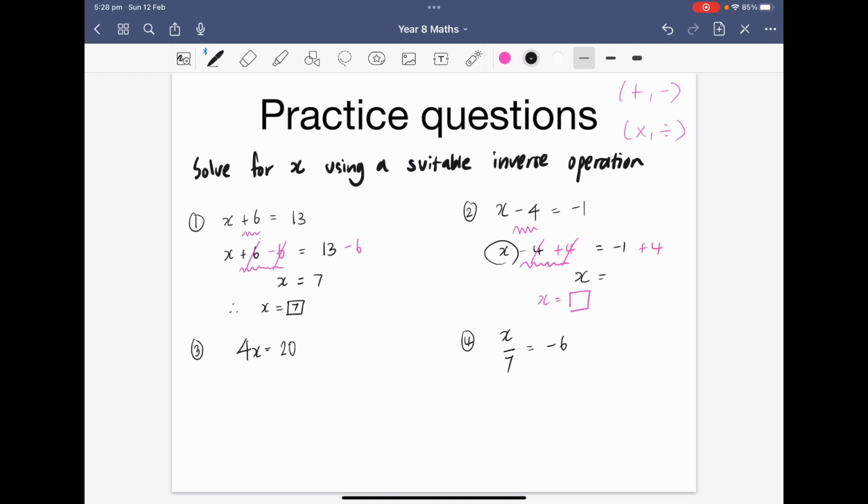On the right-hand side, you have minus 1 plus 4, and that equals 3. So the answer for this problem would be x equals 3. Let's take a look at number 3.